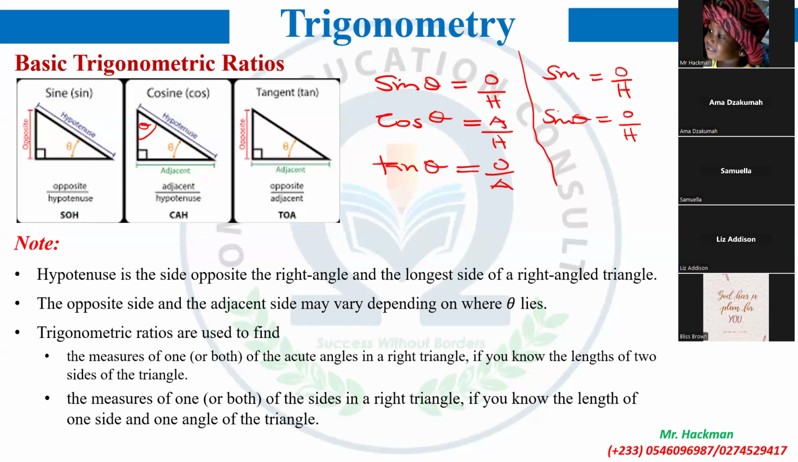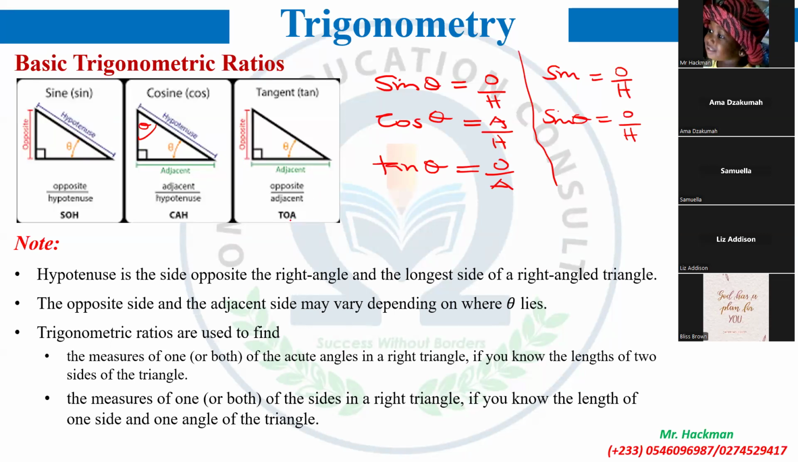Okay, but when I'm looking at sine, I don't need the adjacent. I need only the opposite and the hypotenuse. That's why you can see the adjacent is not here. And when I'm looking at cosine, I need only the adjacent and what? And the hypotenuse. So that's why you don't see the opposite here, because I don't need the opposite, even if it is there. You get it?